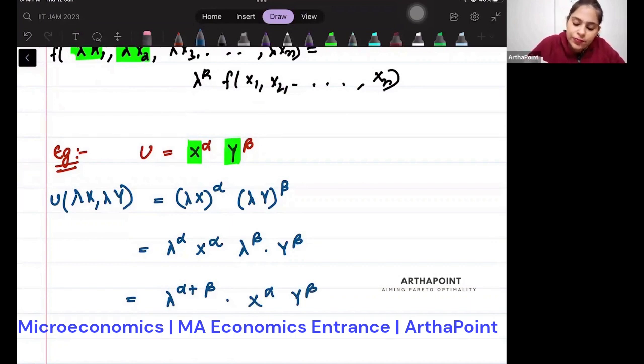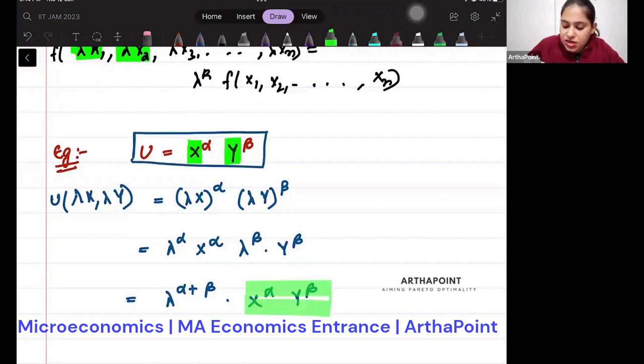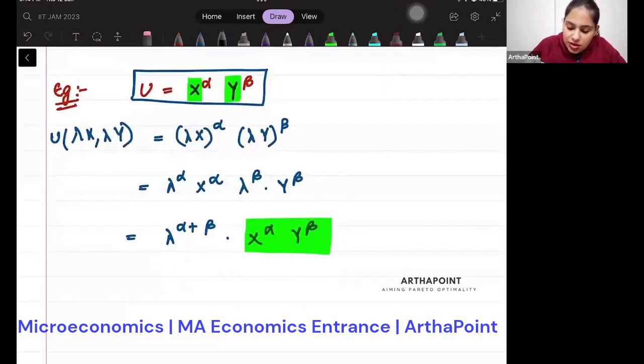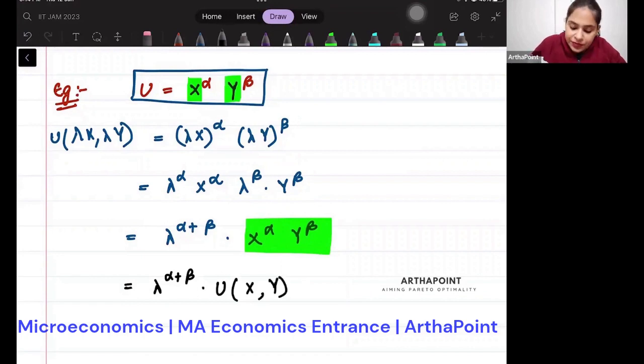Just think about this. Isn't this part my original utility function? x to the power alpha, y to the power beta is my original utility function. So I can rewrite this as lambda to the power alpha plus beta times u as a function of x and y. This is u of lambda x, lambda y.